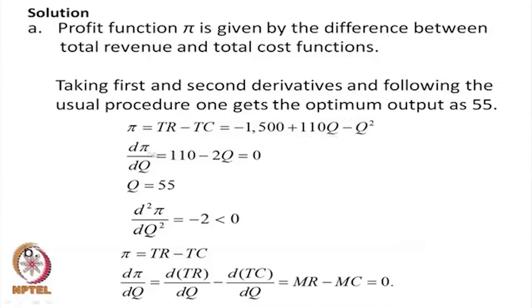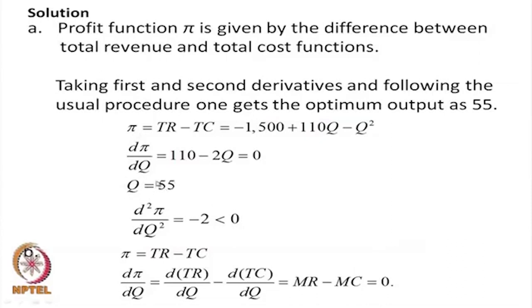So, take the first derivative d pi d q, we get 110 minus 2 q, put that equal to 0. This is the necessary condition for a function to be maximum or minimum, the first derivative must be equal to 0, and that gives a value of q equal to 55. To find out whether this value of q minimizes or maximizes pi, we go to the second derivative. Second derivative is minus 2, which is less than 0. It means that at this value of q, pi must be maximum.